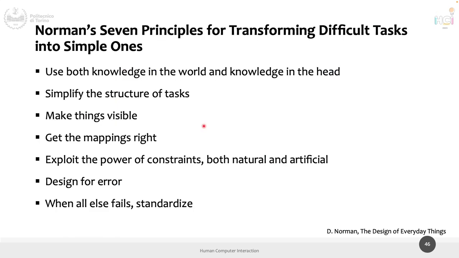So Norman has 7 principles to transform a difficult operation, let's not call it a task, let's say a difficult operation, into a simple one. That could be useful, and they can map to the principles we've seen in a way. So the first one is use both knowledge in the world and knowledge in the head. Knowledge in the world is like the standards that we have, and also knowledge specific to the person, to the specific context, etc. So do you know the menu on mobile websites and mobile applications with the 3 lines? Do you know what it's called?